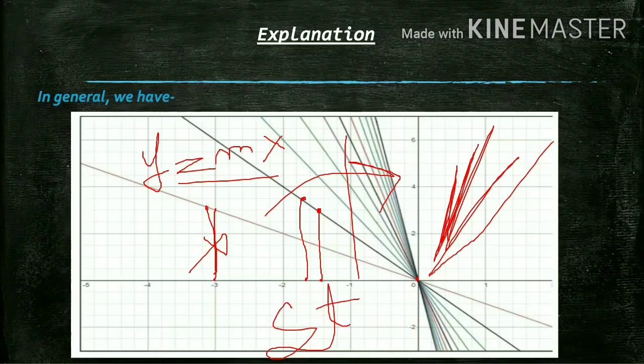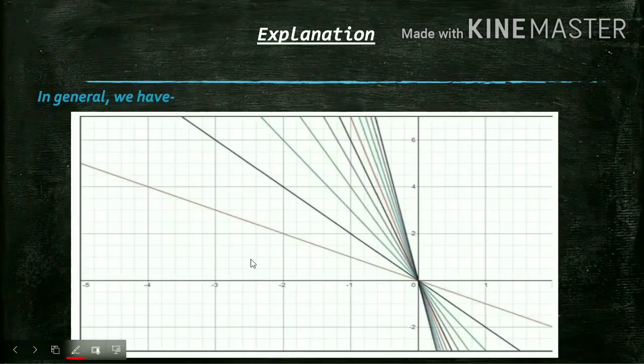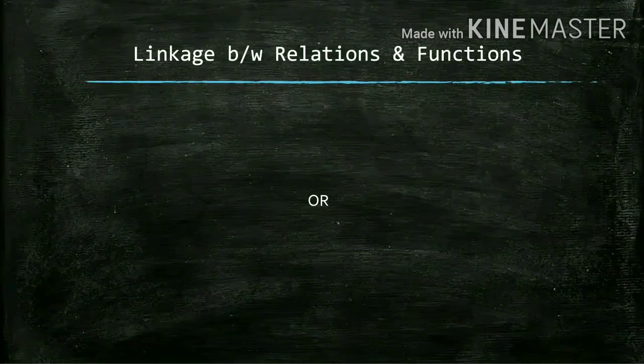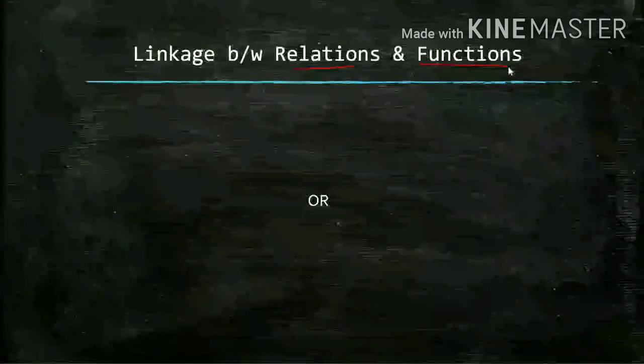I hope this thing is clear to you all, that for any one value of x, I cannot have two distinct values on the graph, right? So I hope with these basic definitions, you will be clear with the definitions of relations, functions, and examples. Okay? Now, an important question. What is the linkage between relations and functions? Or are they both independent?